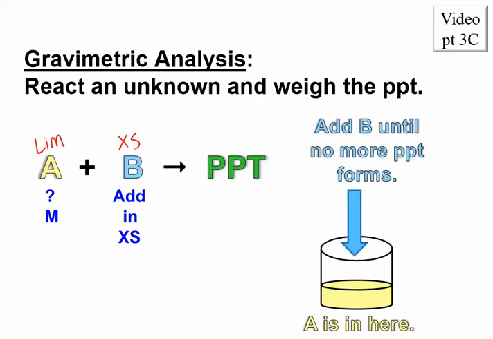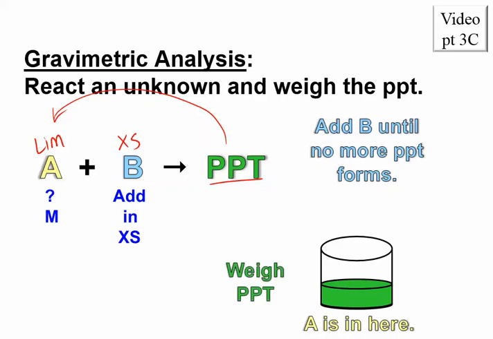Okay, if that's true, then the amount of the precipitate that it forms can be used to back calculate and tell how much A had been present. We just need to weigh that precipitate, and you're just going to calculate the amount of A based on the mass of the precipitate.